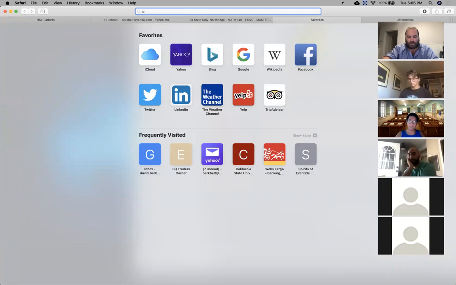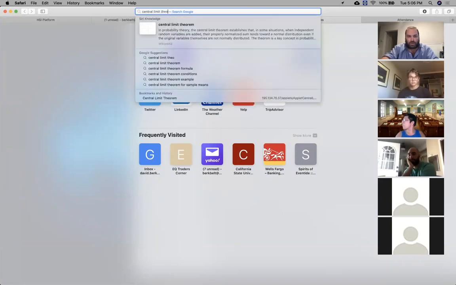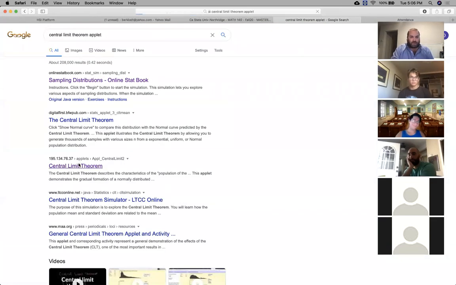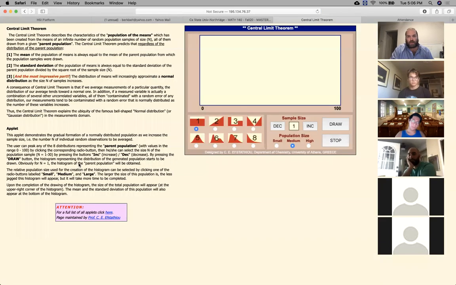I want to do, what's it called? It's called Central Limit Theorem Applet. And it's this one right here. Okay. So we haven't learned the Central Limit Theorem yet, so don't worry about what we're doing. This is just an analogy.